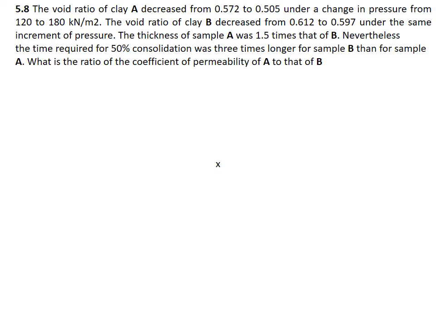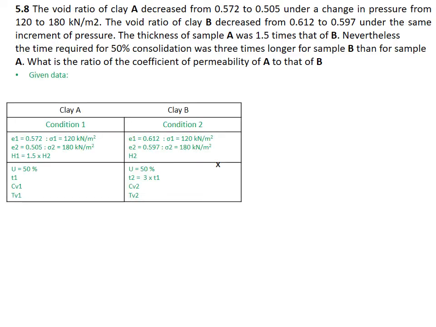Okay, so as you have understood, we have two clays here. Now better we write the given data in a tabular form in such cases. So two clays A and B, so we call them two conditions, case A1, condition 1 and condition 2. As you can see here, we have changes in void ratio from E1 to E2 corresponding to sigma 1 and sigma 2 for both the cases.